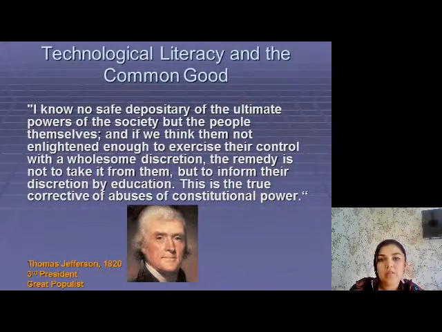Technological literacy and the common good. "I know no safe depository of the ultimate powers of the society but the people themselves, and if we think them not enlightened enough to exercise their control with a wholesome discretion, the remedy is not to take it from them but to inform their discretion by education. This is a true corrective of abuses of constitutional power." It was said by Thomas Jefferson in 1820, a great populist.